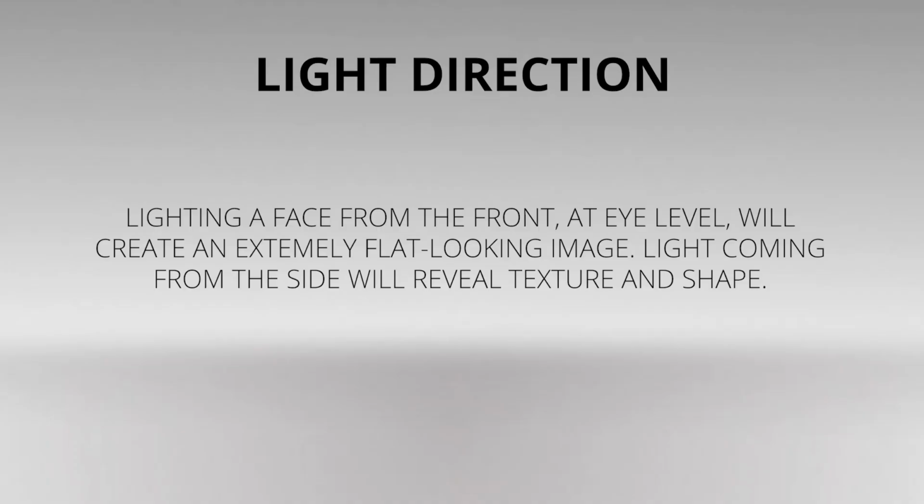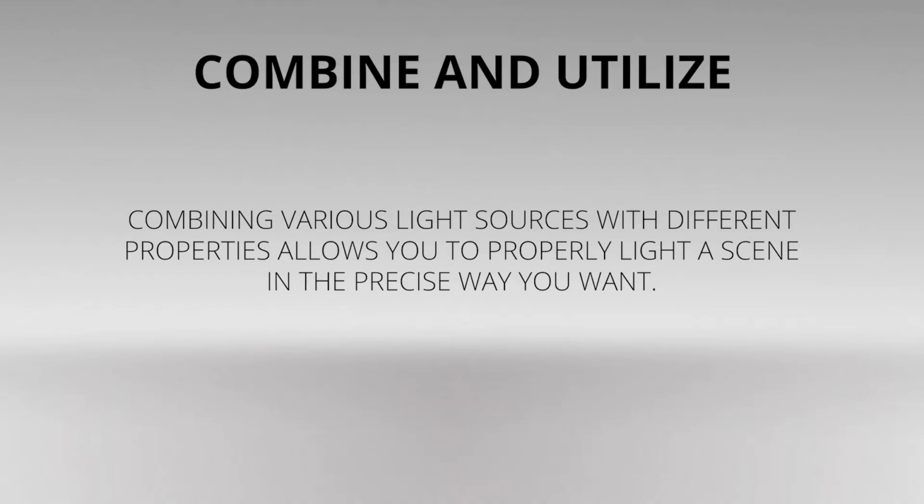You also want to consider the effect that direction has on your subject. Lighting a face from the front at eye level will create an extremely flat-looking image. Light coming from the side reveals texture and shape. While each attribute can be described individually, the reality is that color, intensity, quality, and direction work together to give a specific light source the unique look it produces. Combining various light sources with different properties allows you to properly light a scene in the precise way you want. Ultimately, your camera can only capture the light you put in front of it.